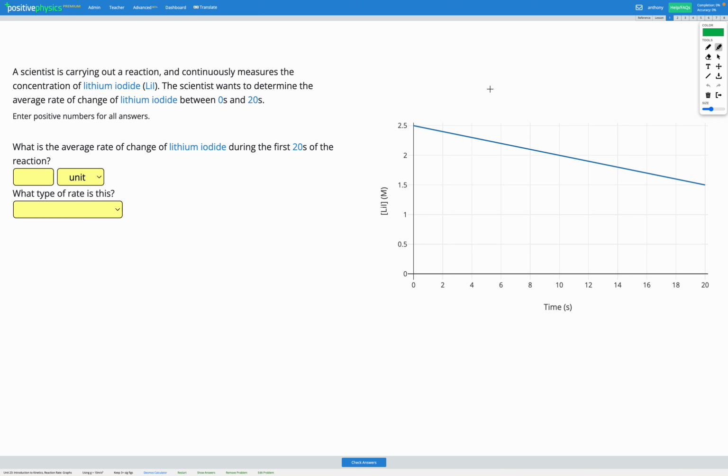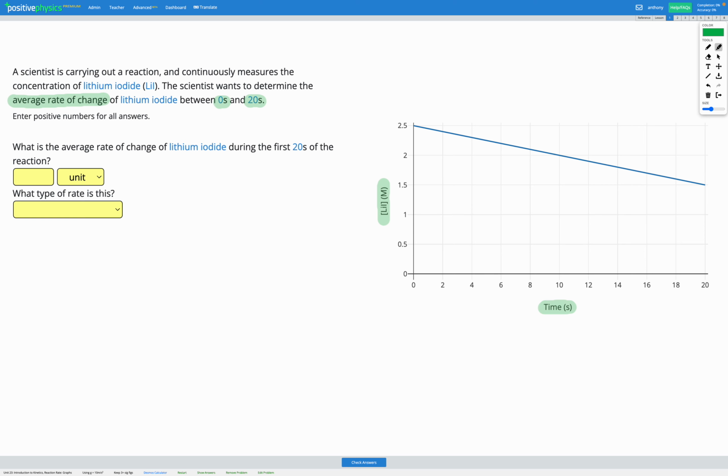In this question, a scientist is carrying out a reaction and continuously measures the concentration of lithium iodide. The scientist wants to determine the average rate of change of lithium iodide between 0 seconds and 20 seconds. For this question, we're given a graph. Looking at our graph, we have the concentration of lithium iodide in the units of molar on the y-axis, and we have time in seconds on the x-axis. So our goal is to find the average rate of change.